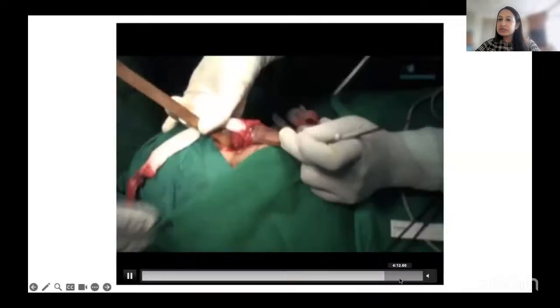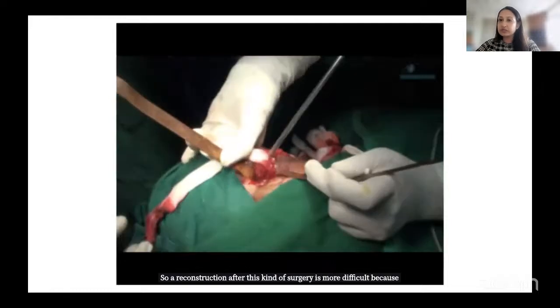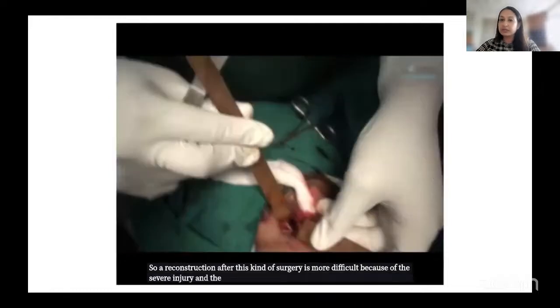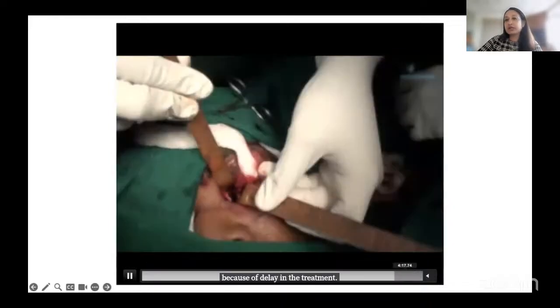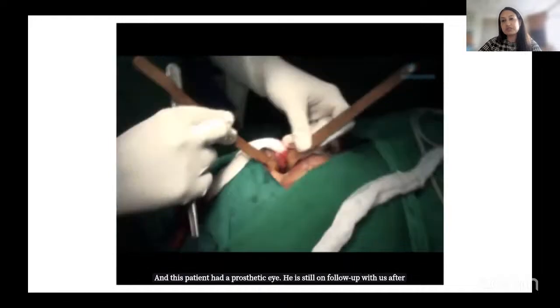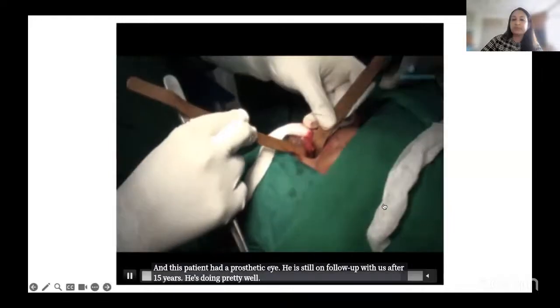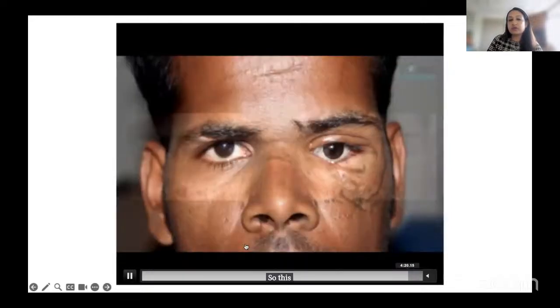So a reconstruction after this kind of surgery is more difficult because of the severe injury and the necrosis that happens because of delay in the treatment. And this patient had a prosthetic eye. He is still on follow-up with us after 15 years. He's doing pretty well. We recently saw him. So this was the post-op picture of this patient.